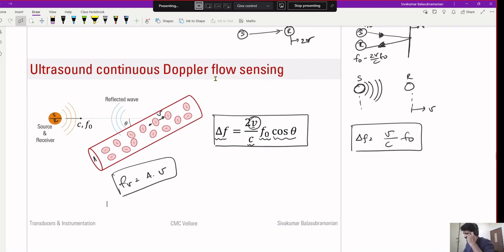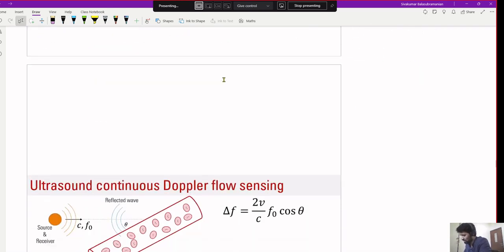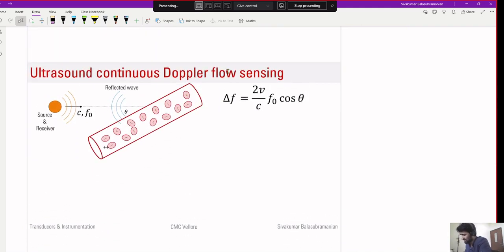See, there are several ways in which the data that is received back is processed to obtain your velocity. Okay, let me quickly go through the process. I'll not get into the details of how this might be done, but the idea is this. You're transmitting a signal x of t, and then you're receiving y of t. You know the frequency that you sent in, and what is reflected back. Now, let's say these RBCs are all moving at a constant velocity v.